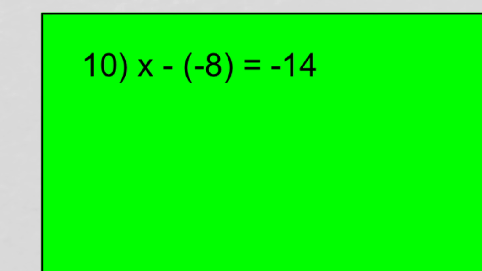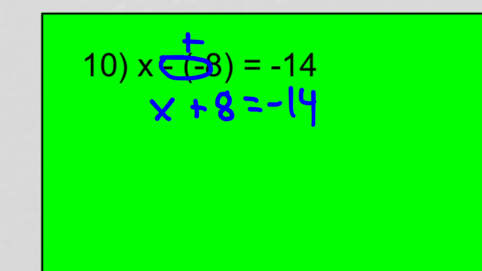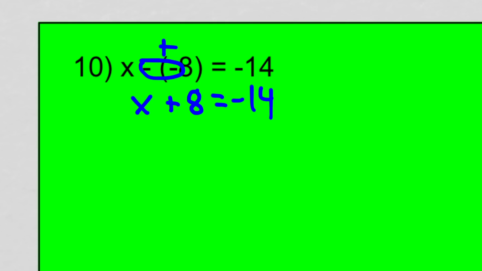Check this one out. X take away negative 8 equals negative 14. Take away a negative. Well, if you remember from early in the year, we learned about taking away a negative, and we determined that that's the same as adding a positive. So you encounter this situation, it's way easier to just do x plus 8 equals negative 14. Subtracting a negative is the same as adding a positive. And then after you do that, just do your typical strategies for solving an equation. Isolate the variable by subtract 8, subtract 8. That makes 0, and x equals negative 22.